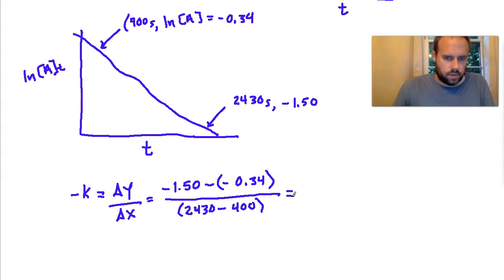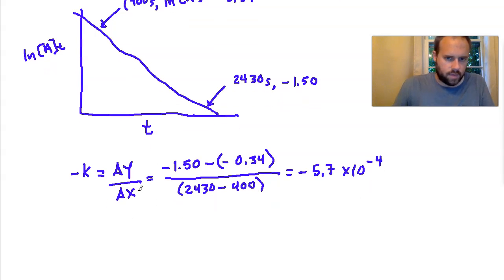So if you solve for that, you're going to find that it equals negative 5.7 times 10 to the minus fourth, right? And when we have that, that's equal to negative k, so then the rate constant itself, k, we ditch the negatives, and we find that k is equal to 5.7 times 10 to the negative fourth, and this is per second would be the unit here.